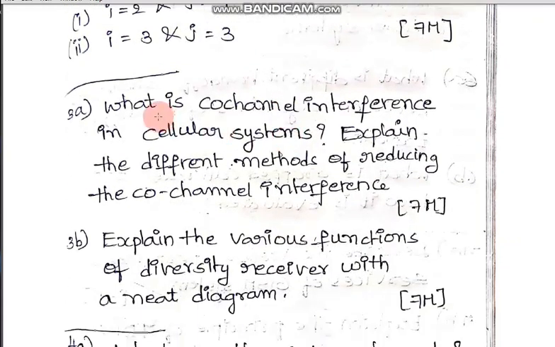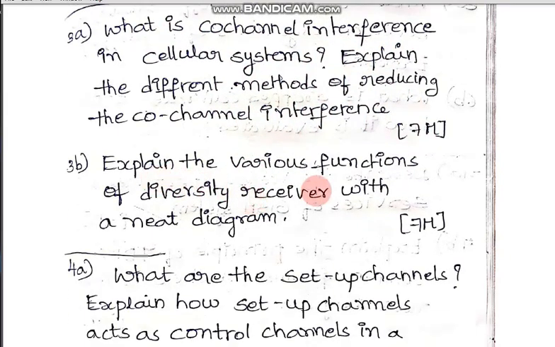So we need to take care of problems also, considering the first chapter. And from the second chapter, what is co-channel interference in cellular systems? Explain the different methods of reducing the co-channel interference for 7 marks, and explain the various functions of diversity receiver with a neat diagram, which is also for 7 marks.